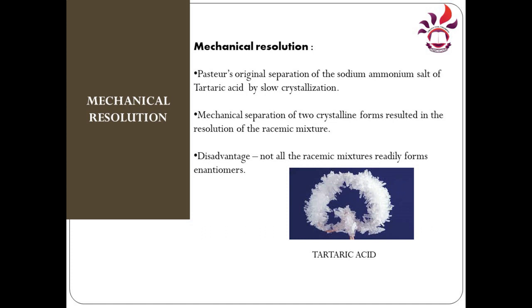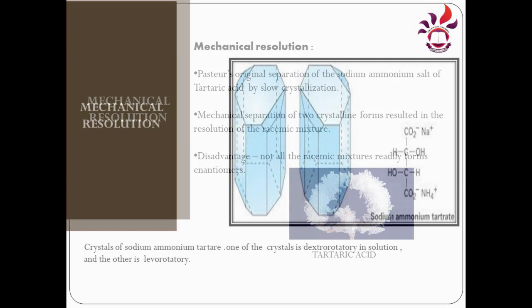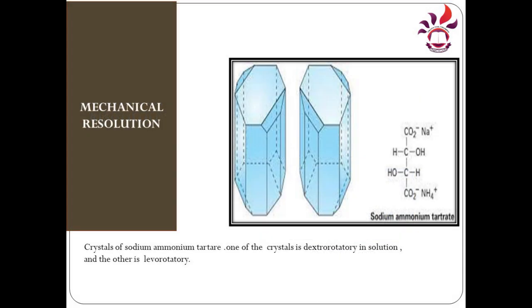Then the second method, we will see the structure of sodium ammonium tartrate. In sodium ammonium tartrate, there are two chiral carbons.